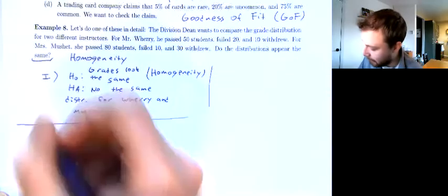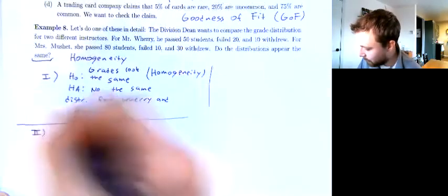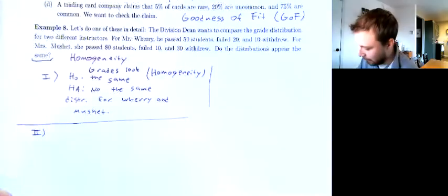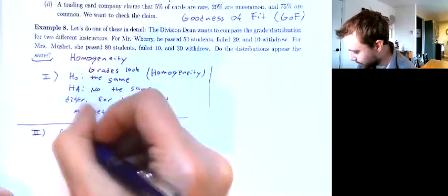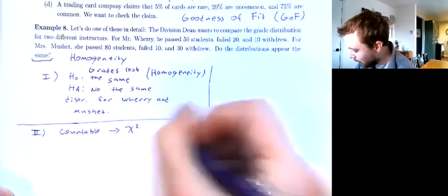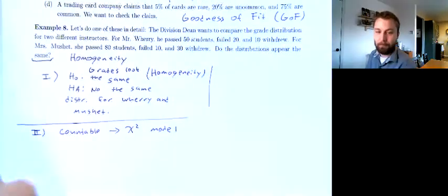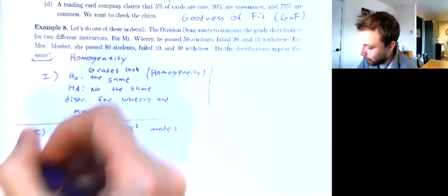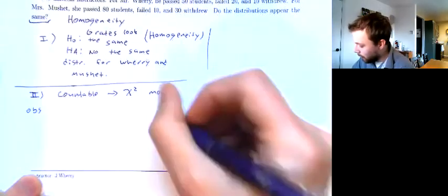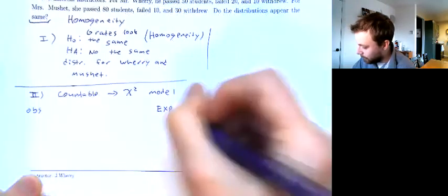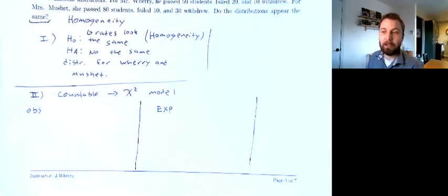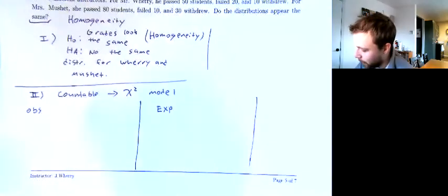Let's look at the second step and think about the model. I can count how many people passed, failed, and withdrew from the class. So I have countable data. And if it's countable data, that tells me for the model, I'm going to be using this chi-squared. Chi-squared will compare observed data with expected data. So I should have two different grids here that I can compare side by side. Let's start with the observed.